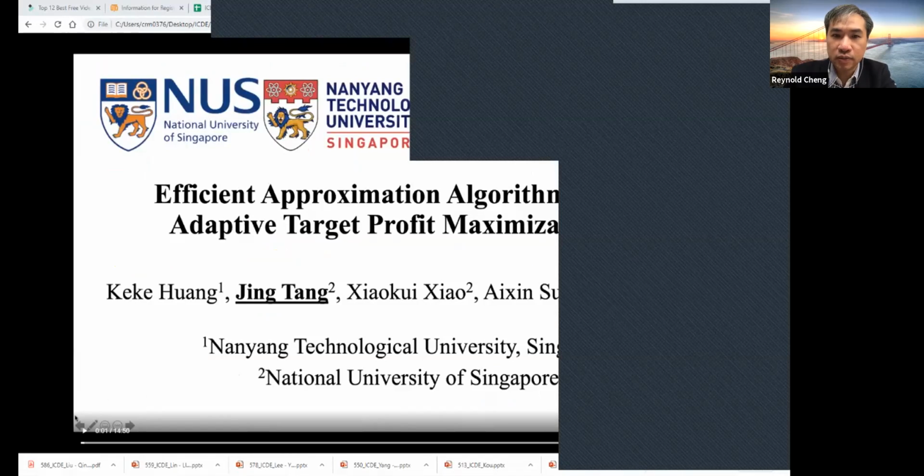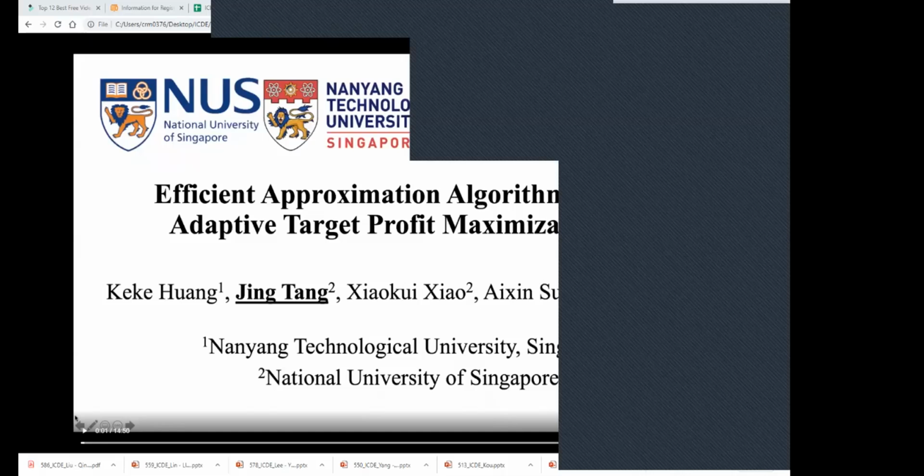Today, I'm so glad to present our work on adaptive target profit maximization, a joint work with Clique, Xiaokui, Aixing, and Andrew. So first, I'd like to introduce you some basic information about this topic. I believe you guys every day use social networks like Facebook, Twitter, Instagram.